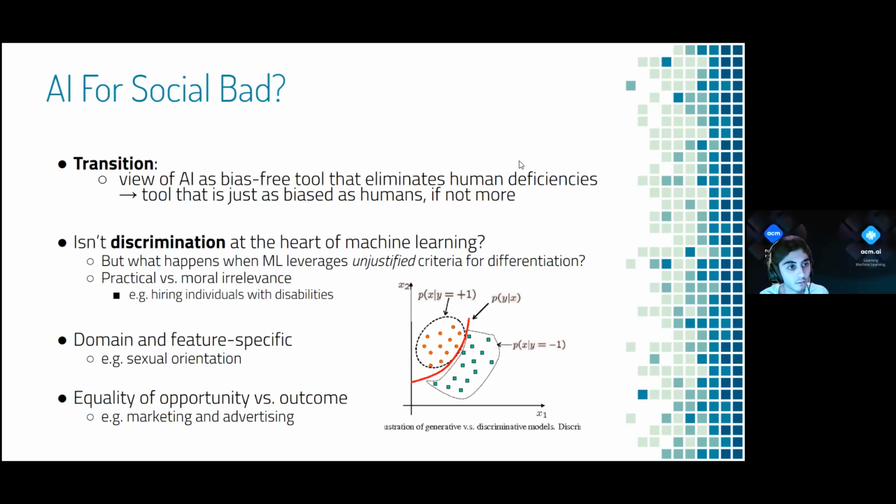So the problem isn't that machine learning is inherently discriminatory, so we can't do anything about it. That's not the problem. The problem is we need to look at what criteria are okay for the machine learning model to make the discriminations based off of, and which criteria are not okay.